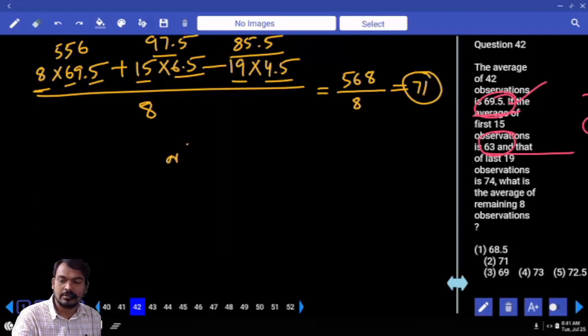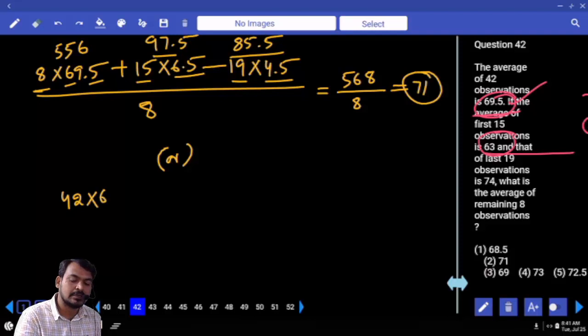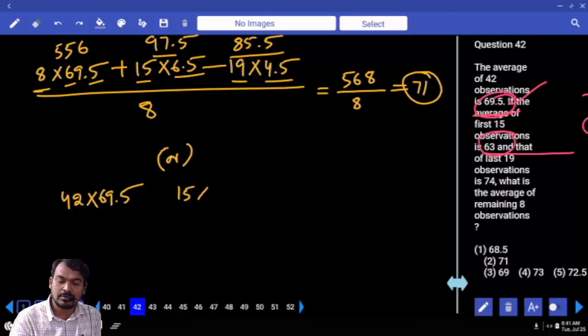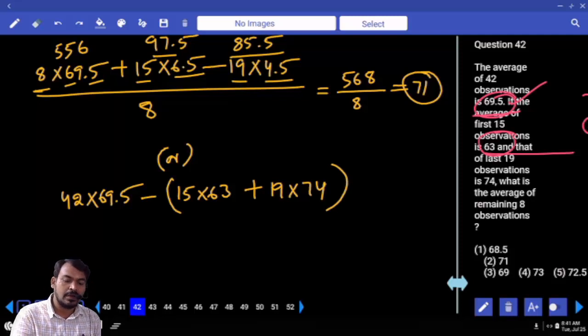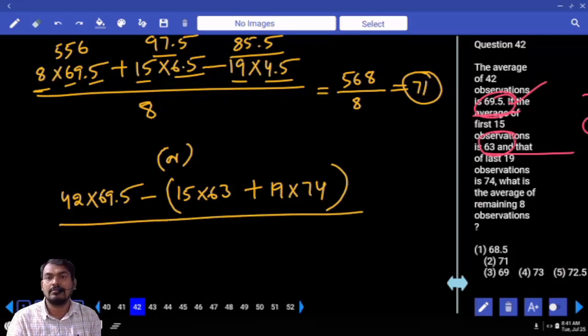Our general procedure. What is the general procedure? 42 observations average 69.5, so we find the sum of 42 observations. In that, the 15 observations average is 63, and the last 19 observations average is 74. Out of 42 observations we subtract the 34 observations sum, and we get the remaining 8 observations sum. Divide by 8, and we get the average.